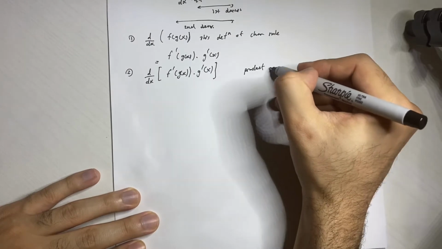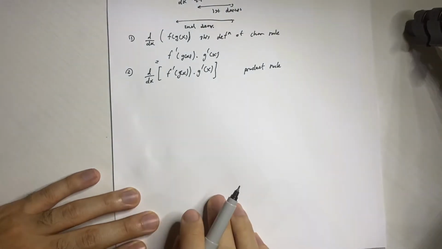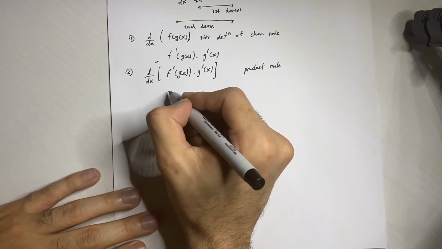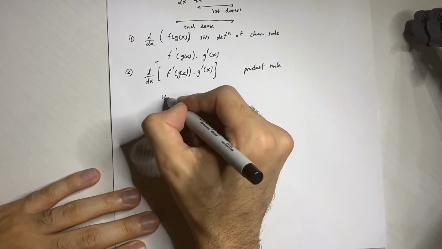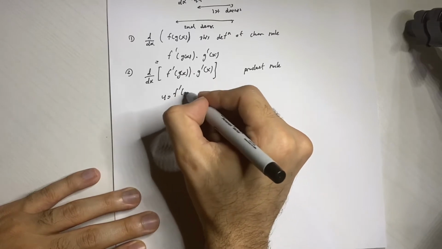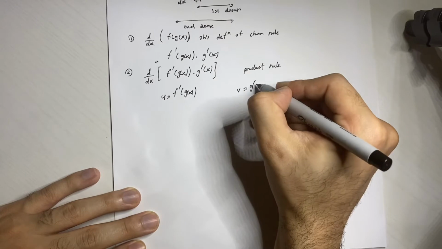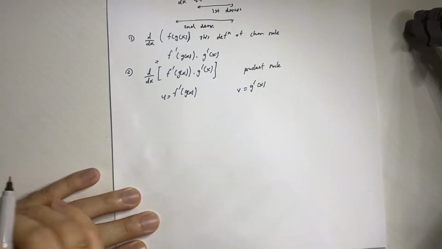So what we use, this is two functions multiplied by each other. Therefore, to take the derivative, we need to use the product rule. So I assign the first function, which is f prime g of x, to u, and the second function v to g prime of x.